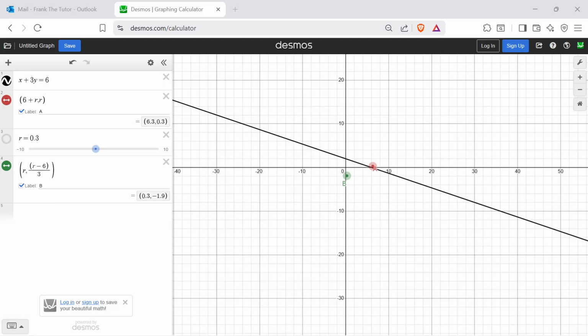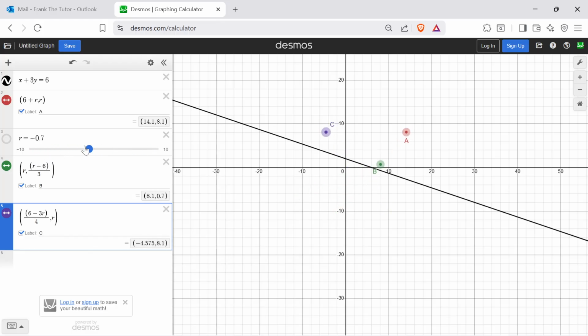And C: 6 minus 3r over 4, r. 6 minus 3r divided by 4, comma r. I'm just putting these in as points, and I'll label this C. That one doesn't work for all values. I move it around, so if I was here, what is that at? I don't know if it's exact, but it looks like it might be. So I might say negative 0.075, and if I say that, I'd be wrong because I have to slide it and see it's not for all real values of r.